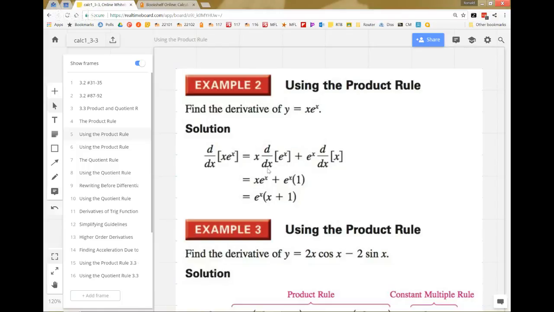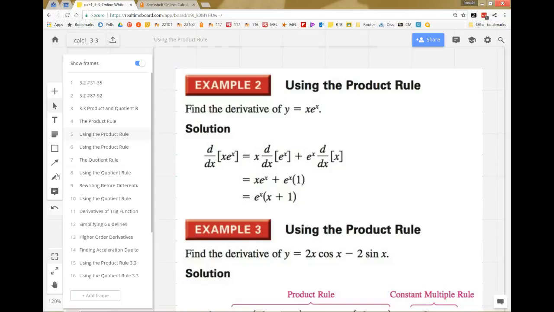All right, what is the derivative of e to the x? Well, that's from yesterday. That's awesome. That's e to the x. Plus the second, e to the x, times the derivative of x. The derivative of x is 1. And if you want, you could factor out the e to the x.